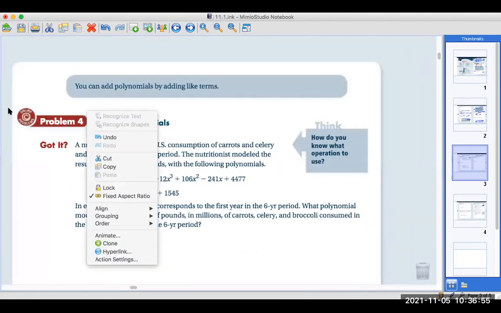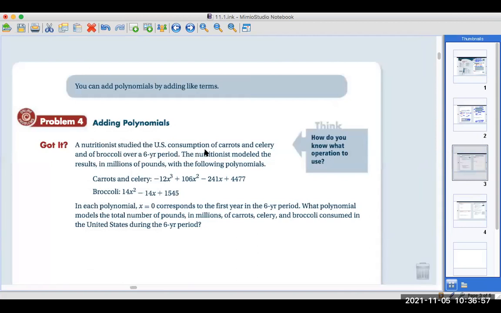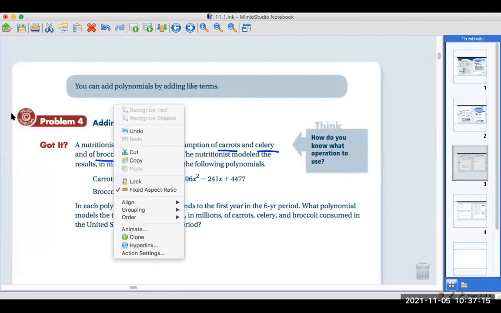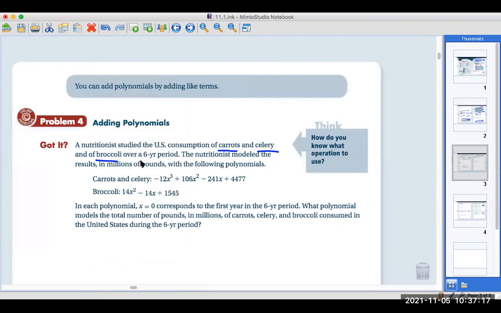A nutritionist studied the US consumption of carrots, celery, and broccoli over a 6-year period. A nutritionist studies what people should eat to be healthy and how many calories something has. So they find work in the hospital or in a nursing home or private, and you can make good money being certified. You have to go to college for many years, but you make good money when you're done.